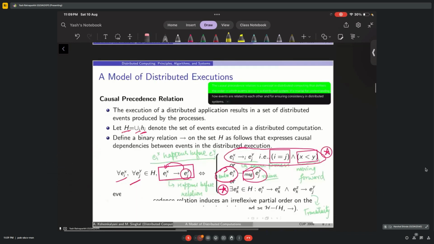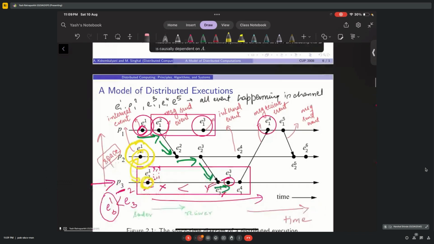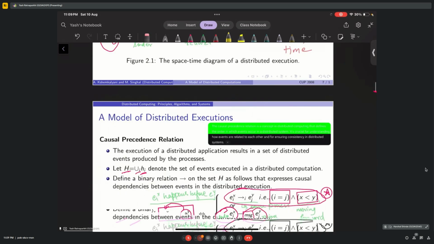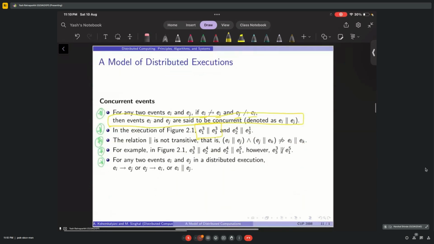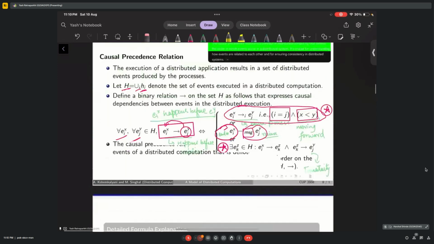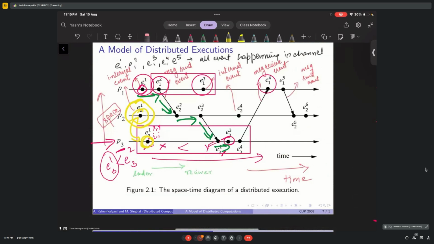Let me show the case I just explained again: E13 and E33. Sorry, E12 and E13. Yes, and E24 and E13. Let's look at E24 and E33. See this, E24 and E33.